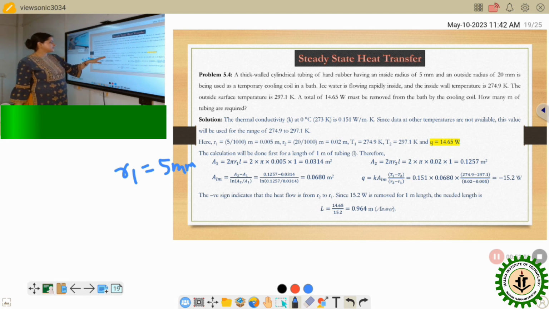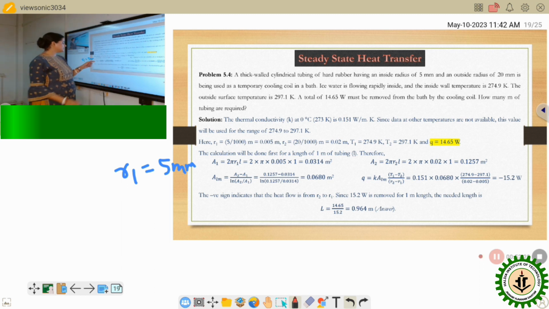The calculation will be done first for a length of 1 meter. I don't know the length of the cooling coil, so that's why first I will consider 1 meter length. For that I will calculate the area. So I'll have two areas there for R1 and R2. For A1 equals 2 pi R1 L, so just put it into the formula of a cylinder. So 2 into pi into R1 is given, length 1 meter is given.